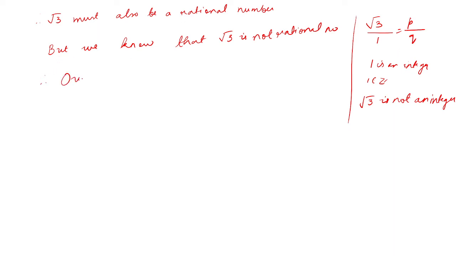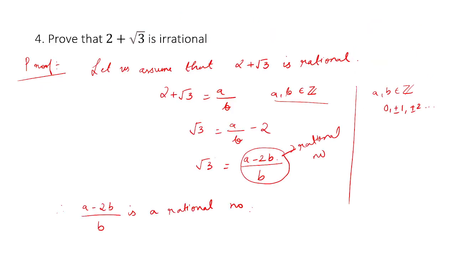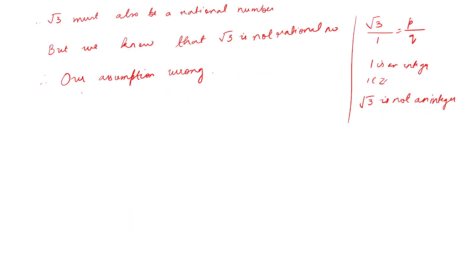Therefore, our assumption is wrong. The assumption that we have taken is that 2 plus root 3 is rational, and since that assumption is wrong, obviously we have to say that 2 plus root 3 is an irrational number. Clear? It's just the same as the previous questions.